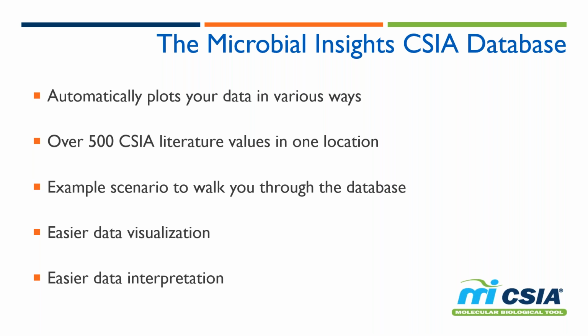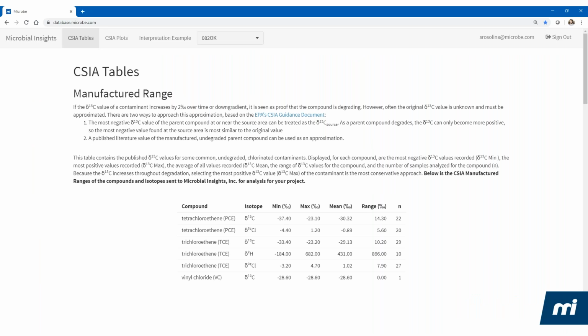Another important thing that we're doing here is automatically plotting the data that we provide to you after you've run CSIA through our labs. What that looks like is plotting those values in different ways that allow for easier data visualization and easier data interpretation. Many of you who have run CSIA with us over the past 6 months will have gotten a link in your email for your final report, so make sure you check that out if you haven't yet.